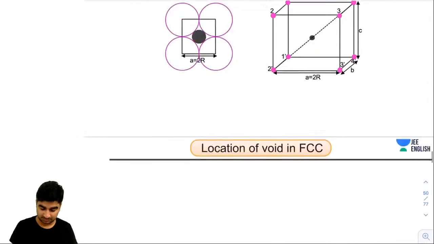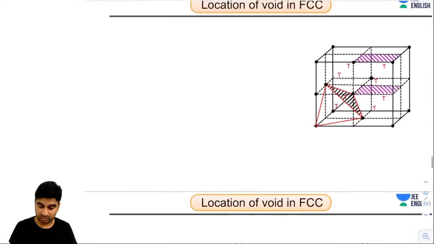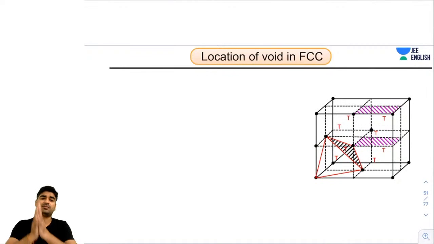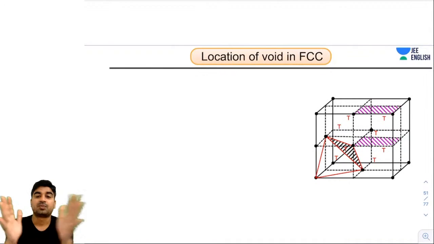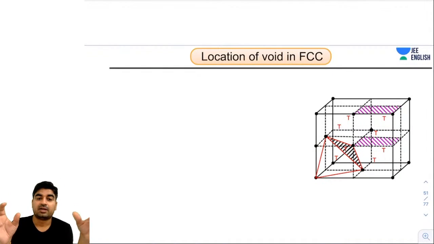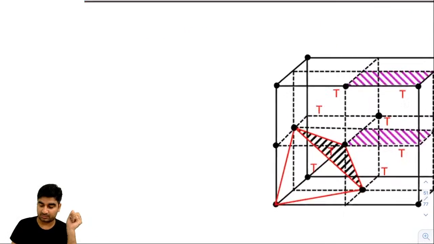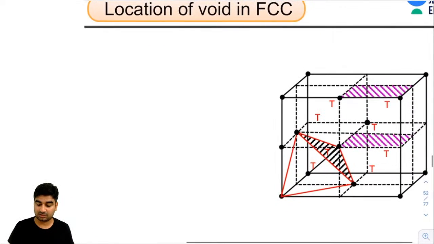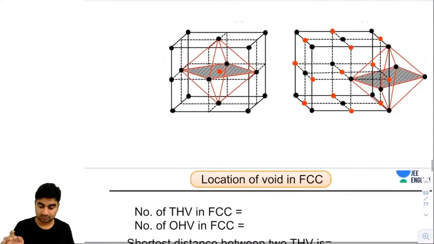So next time I'm going to take all these voids, and after this we will take the location of voids. Actually, where exactly the voids are present in face center? Where are the tetrahedral voids? Where are the octahedral voids? Exactly at what place they are present, right? So I have to tell you that thing as well.